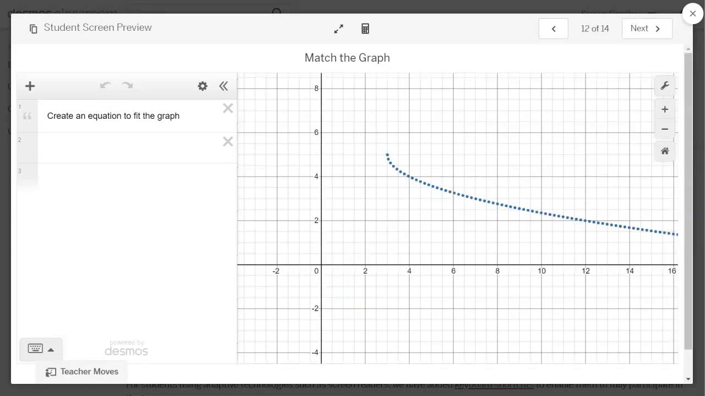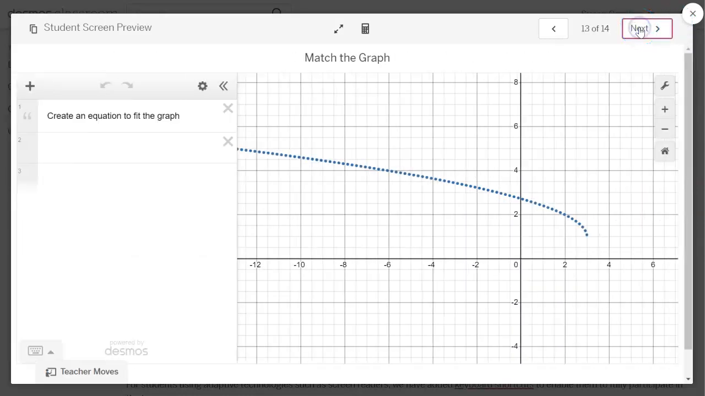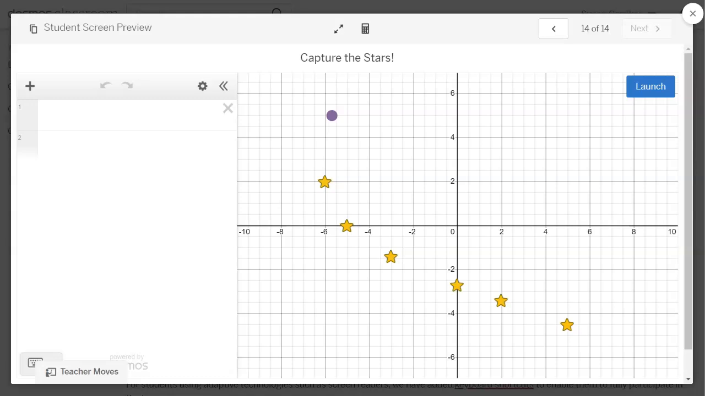And again, they will match the graph by creating an equation for the function. And again. And then at the end, they're going to create an equation of a square root function so that it will capture all of these stars. So reviewing what we did yesterday and reviewing what we've done a lot this year, which is transform parent functions.